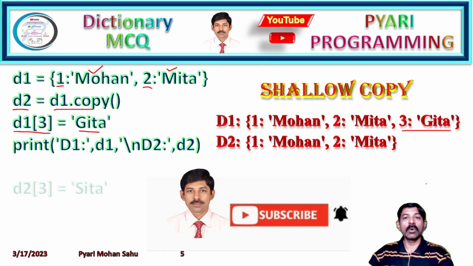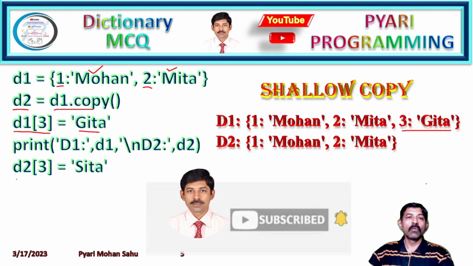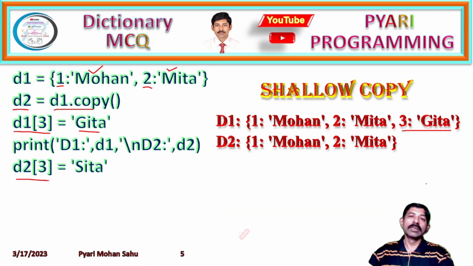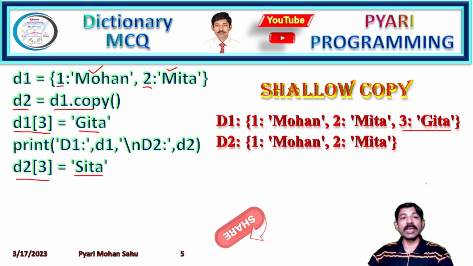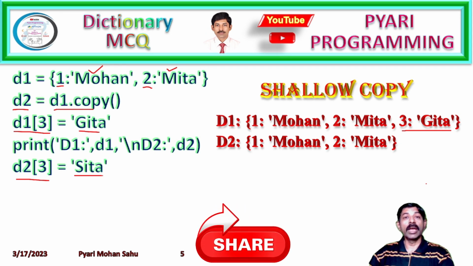Now let's see one more example. Here what I am doing, I am updating D2 now, where I am adding a key 3 and Sita is the value for this. In this case what happened? D2 is going to be updated. A new key 3 is going to be added in dictionary D2 with a value called Sita. But there is no effect on D1.